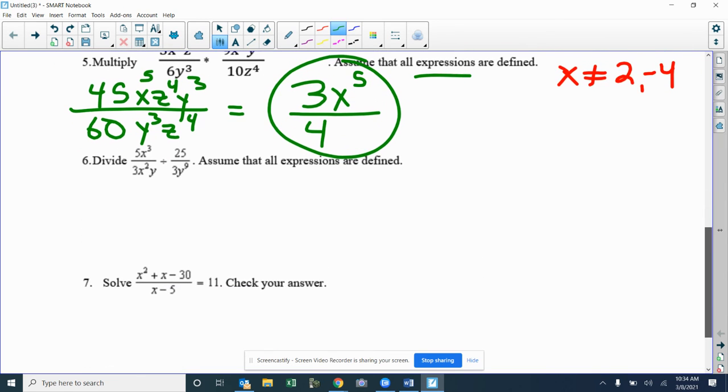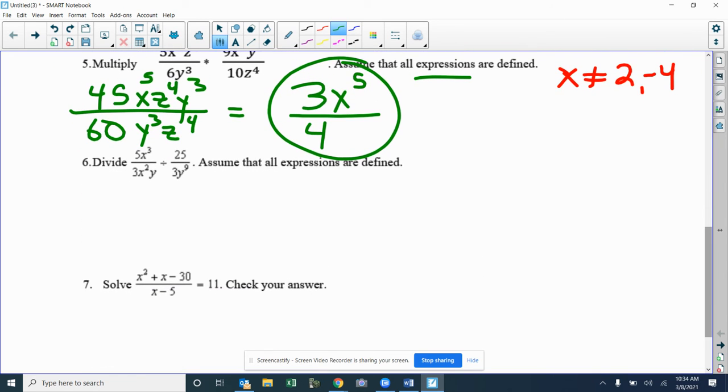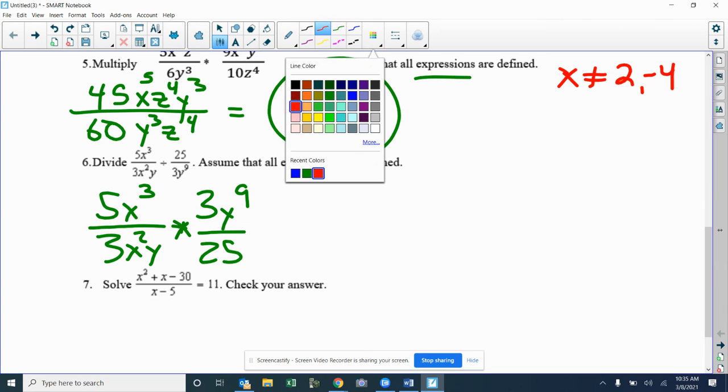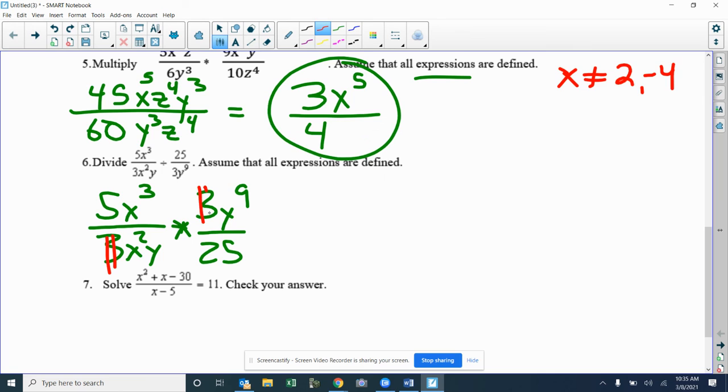The next thing is division. Well, division turns into what? Really, multiplication. So we're going to take this first one, we're going to multiply and invert our second. Okay? Those 3's are staring at me to cancel. Is that all right with everybody?